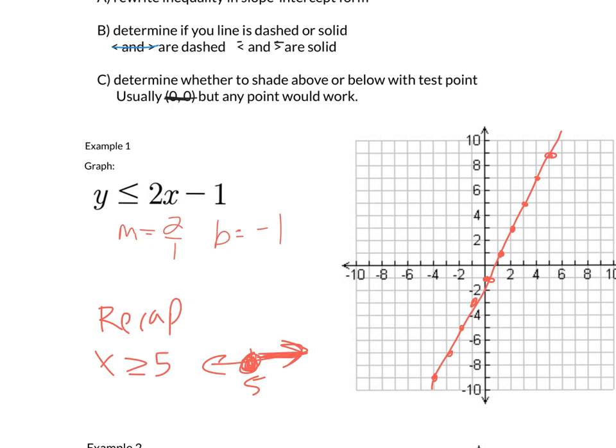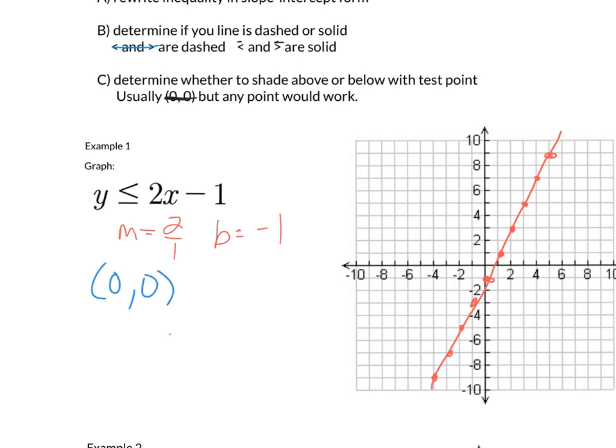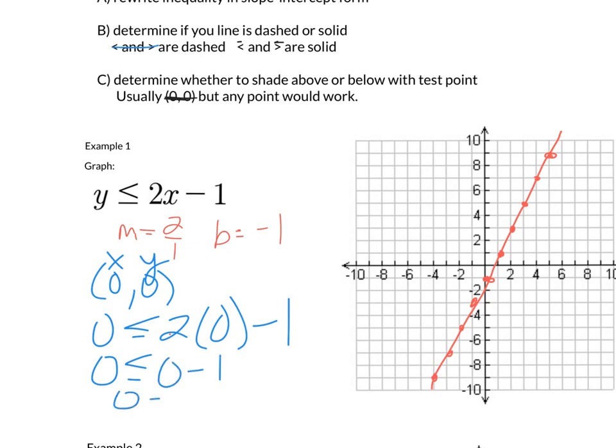Now comes the shading. Shading lets us know what points are part of the solution. In order to do that, we're going to plug in a test point, which I suggested earlier as 0, 0. I'm going to plug it in for x and y, so both y and x are replaced by 0. 0 is less than or equal to 2 times 0 minus 1. So 0 is less than or equal to 0 minus 1. Is 0 smaller than negative 1? That is a false statement.